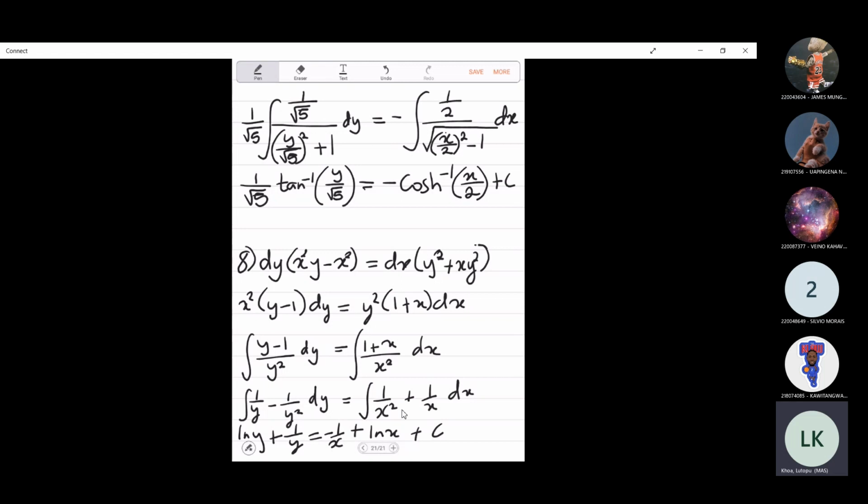So sometimes just looking at it, it doesn't look like it's separable, but it actually is. So you may have to do a few things to separate them, but separation is one of the easiest techniques we use for solving differential equations.